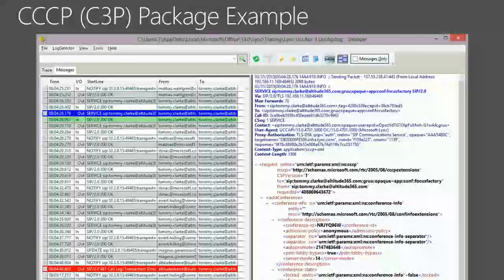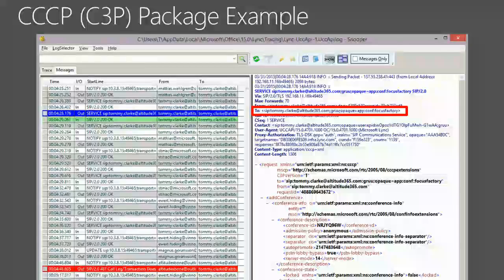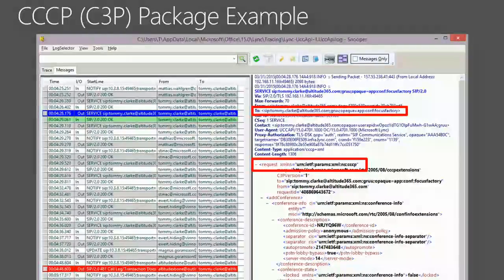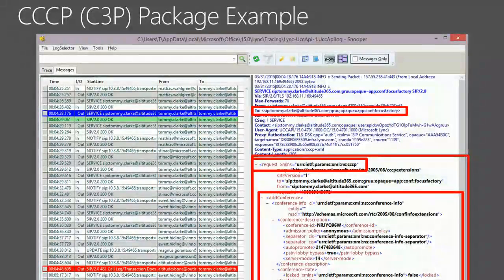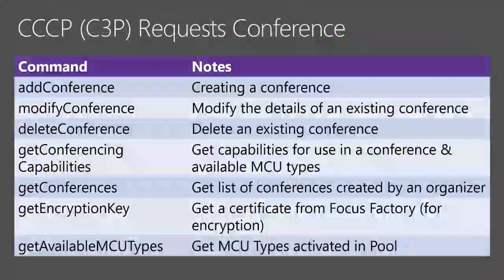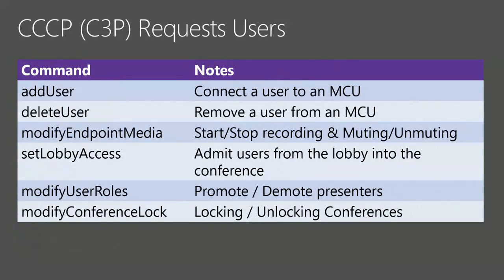If we look further into it, we will see that it's sent actually from me to my Focus Factory, so app.conf Focus Factory. It's an XML message, and this is the body. In this specific message, we have the addConference. That would be when I click the new meeting button, right? We can also send some more commands like addConference, modify, delete, getConferences, addUsers. The best one is probably modifyEndpointMedia, and that's when you mute someone that has a barking dog or screaming child in the background. Set lobby access and so on.